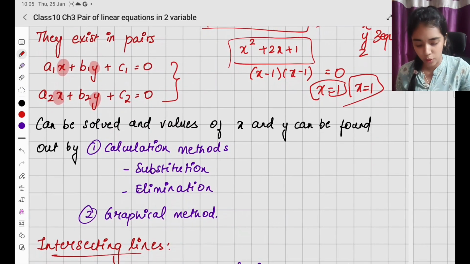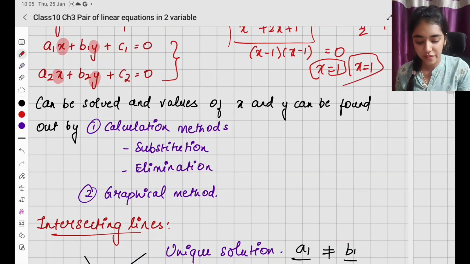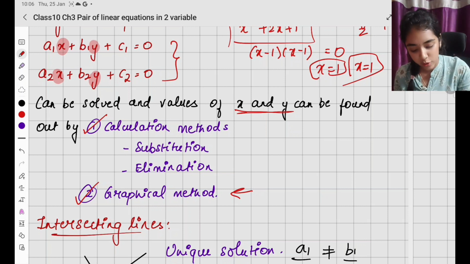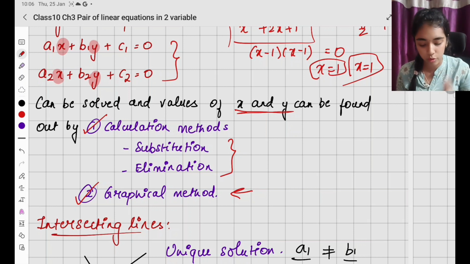Now this can be solved and the values of x and y can be found out by using two different methods. One is going to be graphical method and the other one is going to be calculation method. So nama first paaka porudhu graph, how to solve two different equations using graph. Second we are going to do using calculation, graph illama verum calculation vachi eppadi paaka porom. I have written substitution and elimination method.